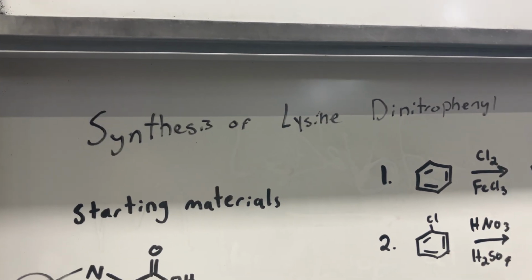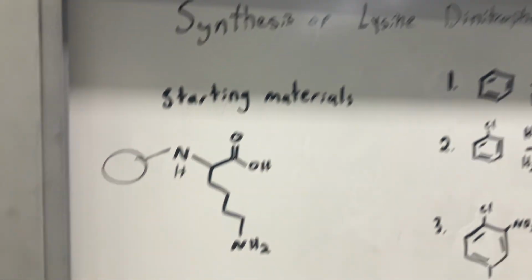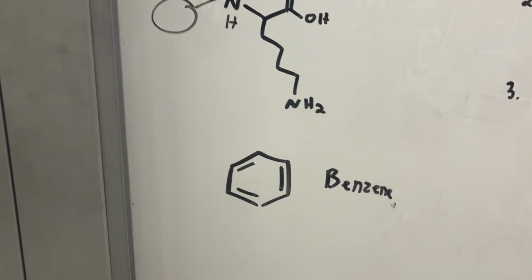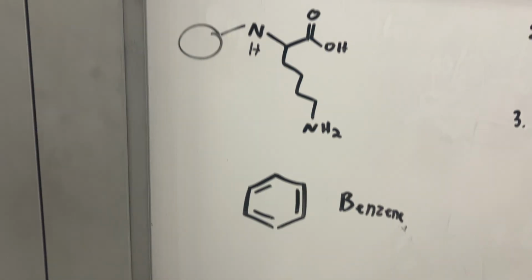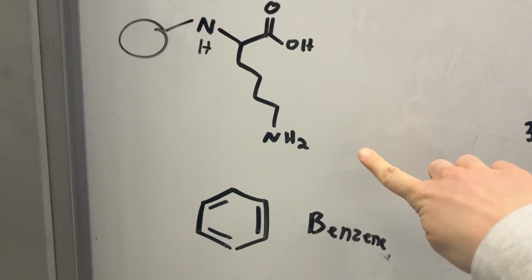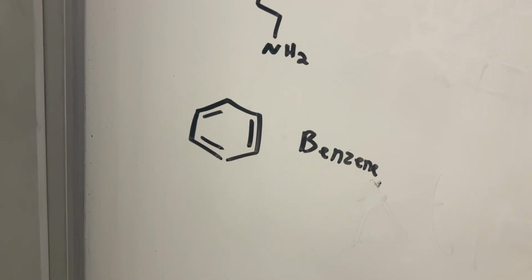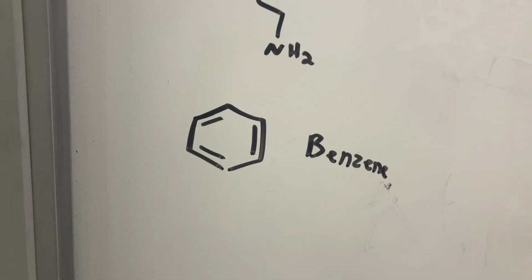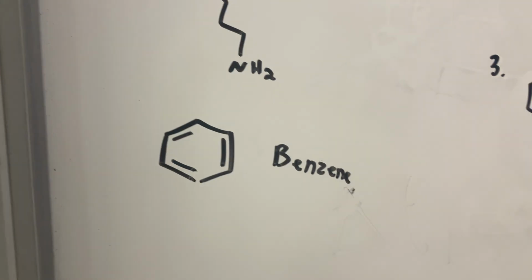Okay, this is my synthesis of lysine dinitrophenyl, starting with lysine on rink amide resin, and then benzene. And this is not protected at all. That's important. So first we're going to take benzene and turn it into dinitrophenyl, but it's going to have a chlorine on it.